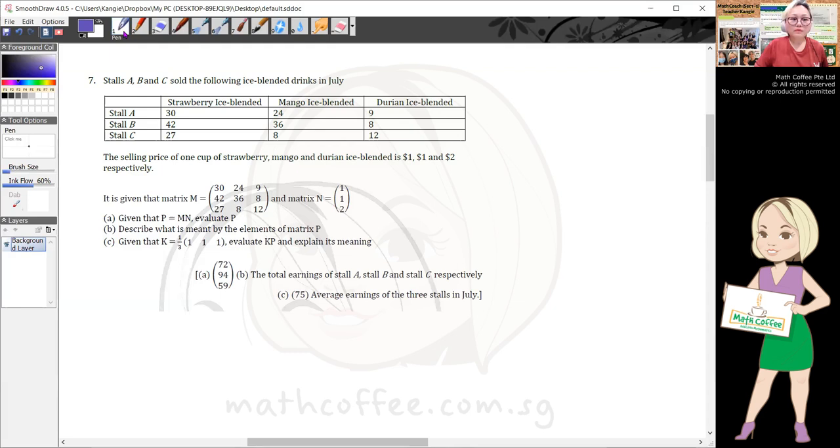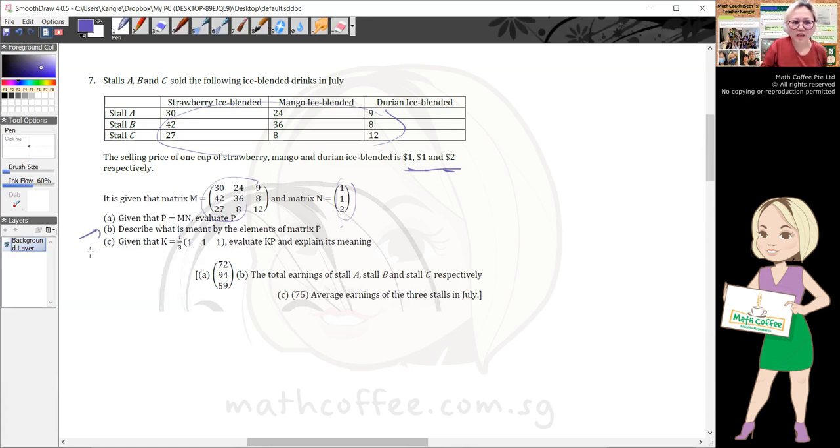Okay, store A, B, C. So they put it in the table form for us already. They tell us the selling price is $1, $1, and $2 respectively. So they also tell me, okay, matrix M is this one, and then matrix N is 1, 1, 2. So they also put for us already the money, right? It is given that P is equal to MN, evaluate P. Of course, the multiplication, you know how to do it.